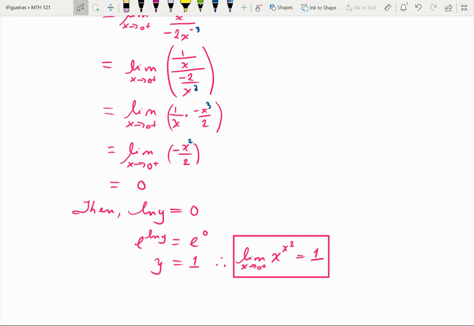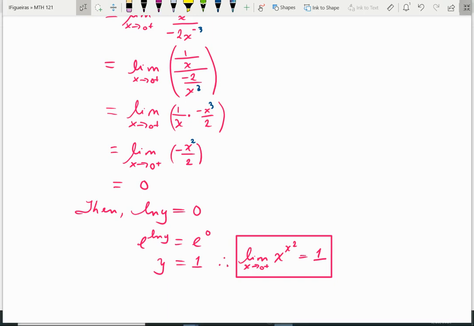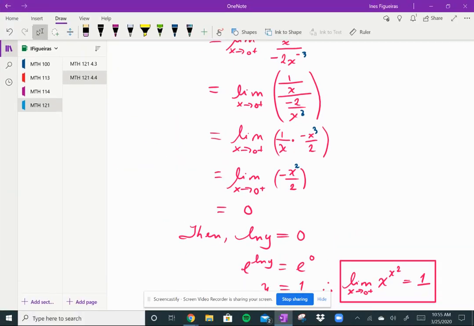Okay, so now you should try doing your 4.4 homework on L'Hopital's rule. L'Hopital's rule is a really important concept for you to know for future math classes. Good luck.